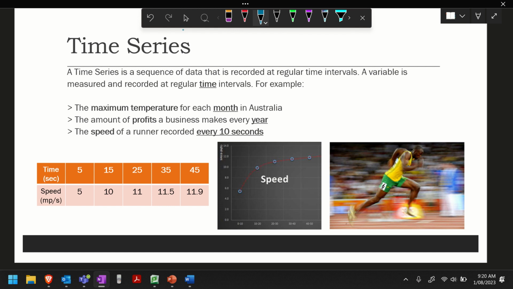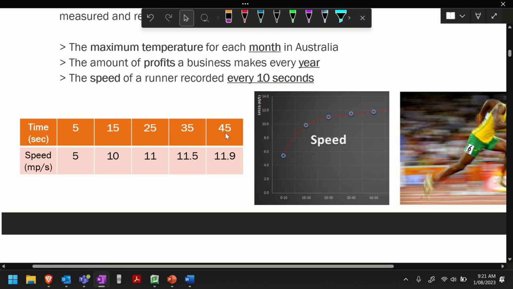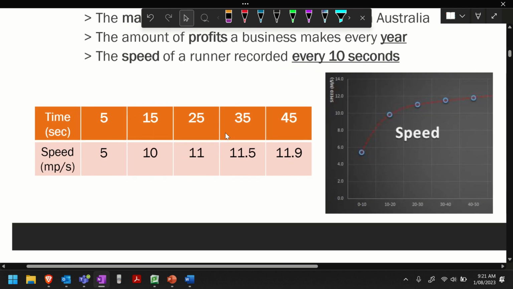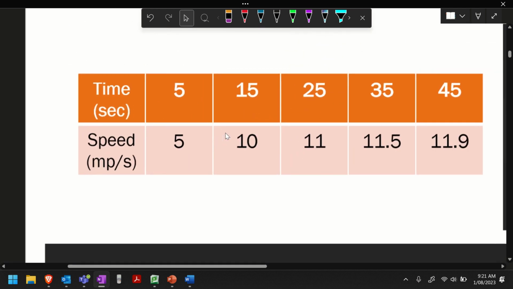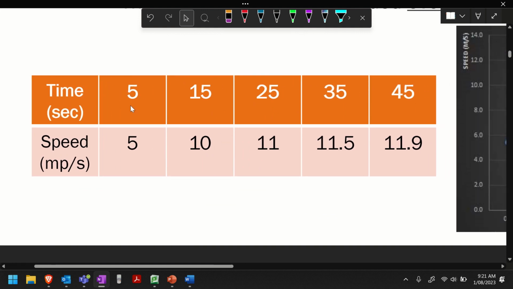Before I get into that, there are other things you can record. There's temperature for each month, or the average temperature for the month, or temperature for the week. Maybe the amount of money a business makes over a year, recorded month by month. Or in this case, the speed of a runner, recorded every 10 seconds. Attila and Chris, can you tell me what this says here? At 5 seconds, what is the person's speed?